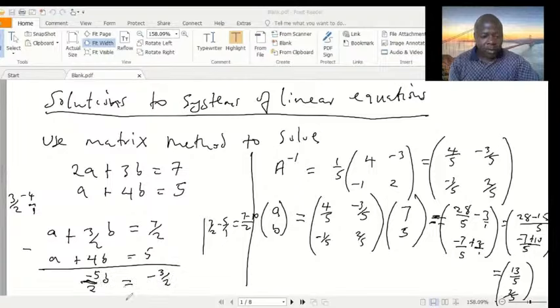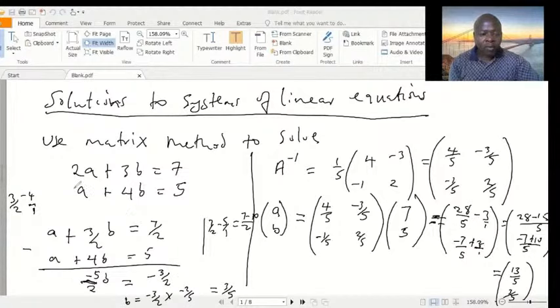So what is B? Multiply both sides by this. It will be negative 3 out of 2 times negative 2 out of 5. And this gives you 3 out of 5. That gives you 3 out of 5 as B.